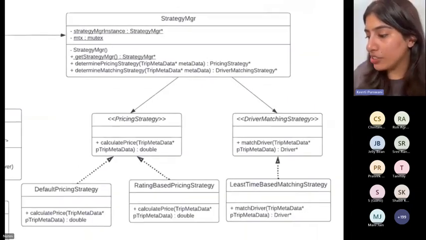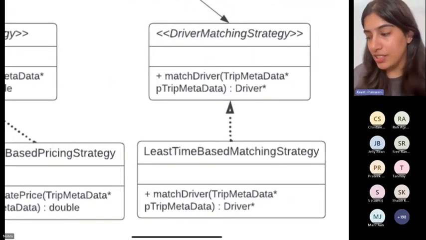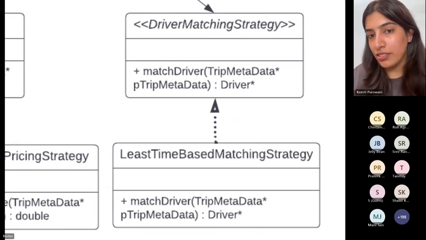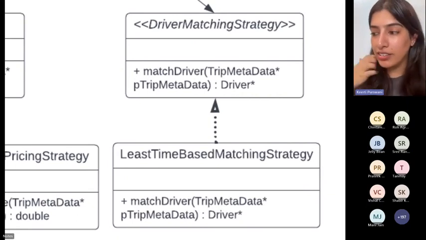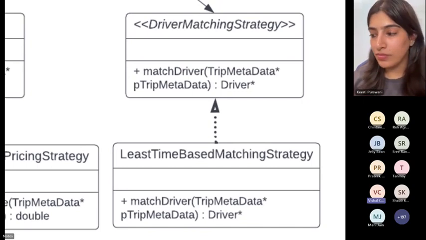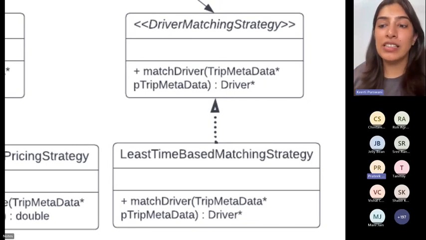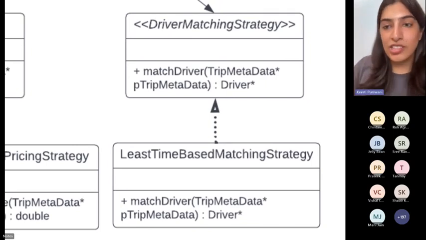Similarly, if I ask you to explain this one, can someone explain this relationship, this arrow? Implements. Implements, correct. Can you explain it a bit, seeing the UML diagram? Basically, it's a strategy pattern. So the least time-based matching strategy class implements this method, match driver. Very good that you know strategy pattern.